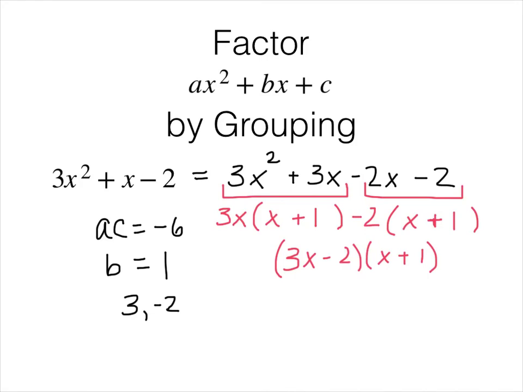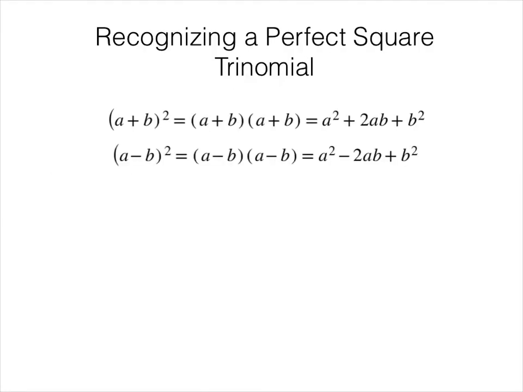Excellent. So the last thing we're going to do in this video is look at the perfect square trinomials. The two perfect square trinomials are the square of a sum, right here, and the square of a difference. Remember, that means we write it out twice and FOIL. We end up with a squared plus 2ab plus b squared. And here, it's the same thing except it's minus 2b in the middle. Now let me get a couple examples.